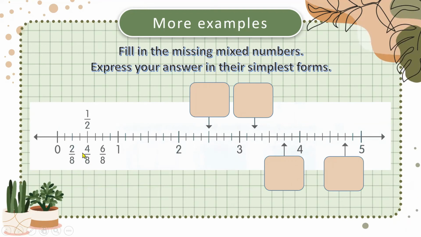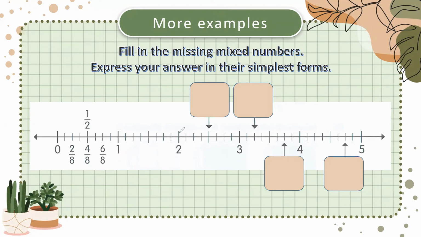4/8 is not yet in simplest form. So the number that we can divide from both 4 and 8 is 4. 4 divided by 4 is 1. 8 divided by 4 is 2. That's why we get 1/2 as its simplest form. Now let's proceed to our missing mixed numbers. Let's start with this. I'm going to show you examples first, and then you are the one who's going to give me the next missing numbers.